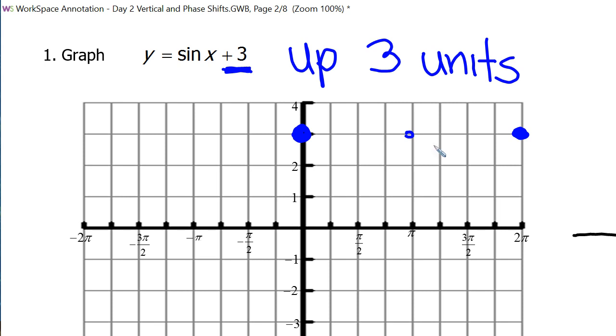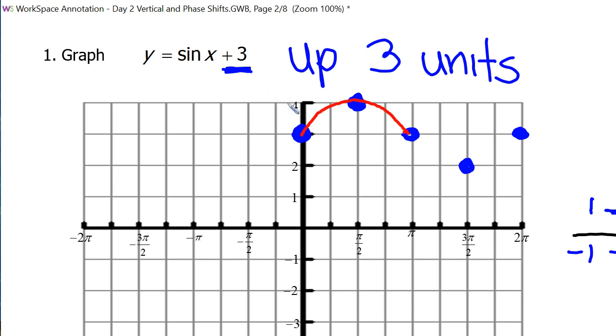Now, a fourth of the way, what is this y value right here? 1. So instead of being at 1, if I move that up 3, where would that point be? 4. So pi over 2 should be at positive 4. And 3 pi over 2 should be where? Yeah, this right here, what's the y value down here? Negative 1, so if I add 3 to that, that would be at 2. And we have made one series.